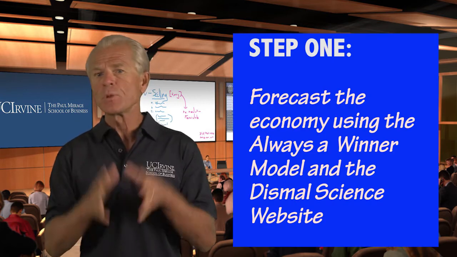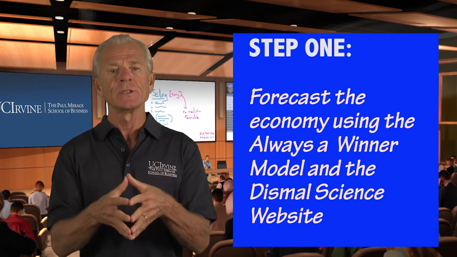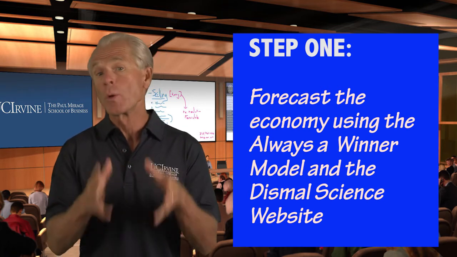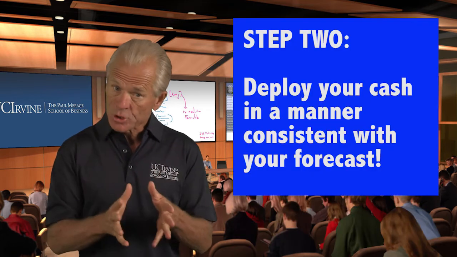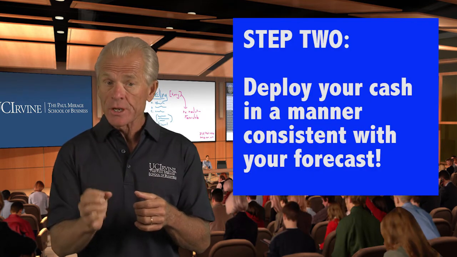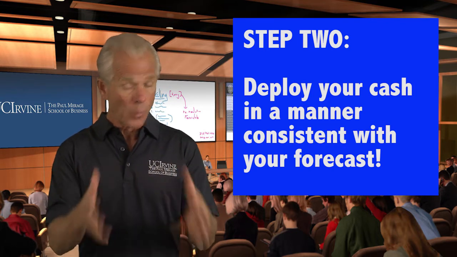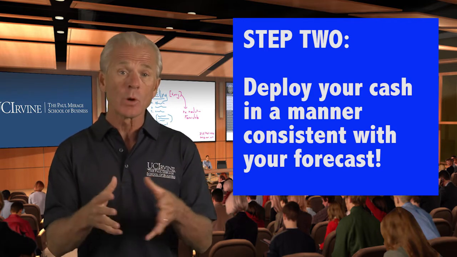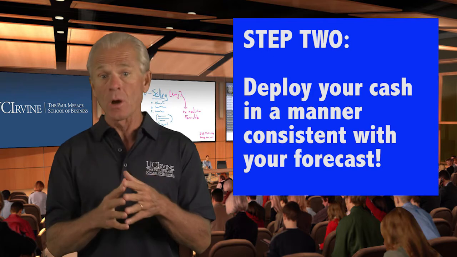In step 1, you first want to develop your forecast of the U.S. and global economies using the Always a Winner forecasting model and the relevant data from the Dismal Science website. In step 2, you deploy your cash in a manner consistent with your forecast. For example, if you are bullish on America and China, you will likely want to go long the U.S. and Chinese stock markets and short the long bond.